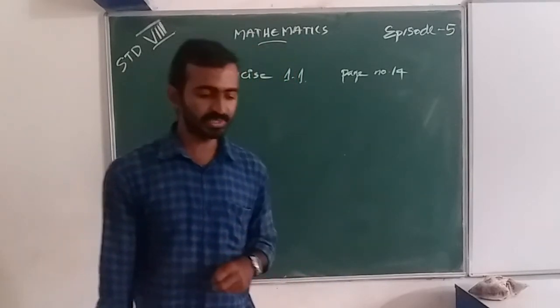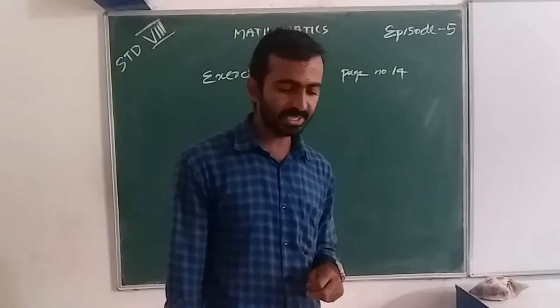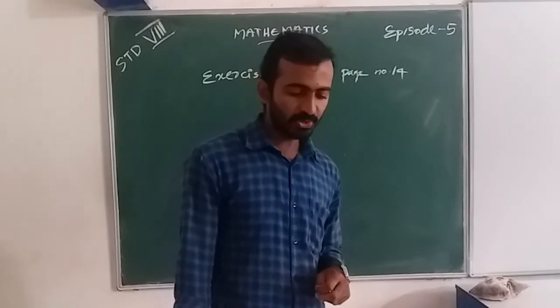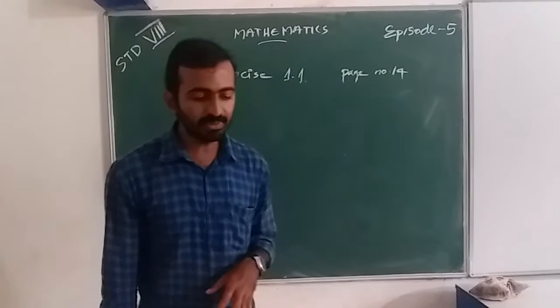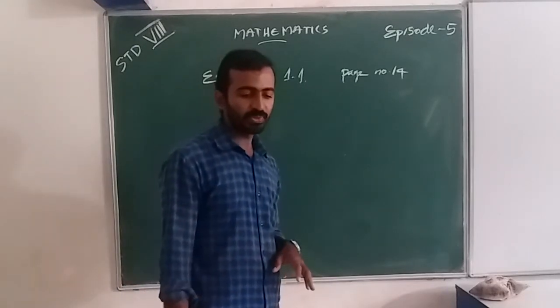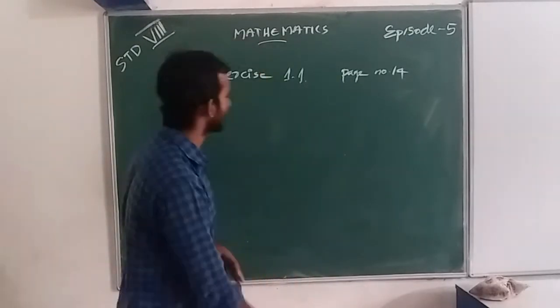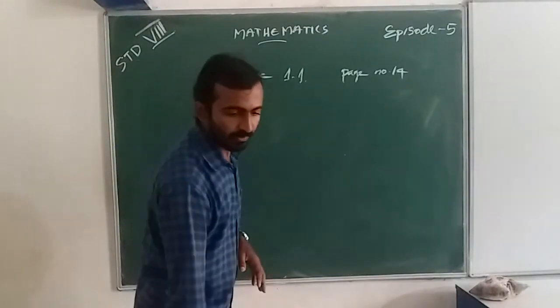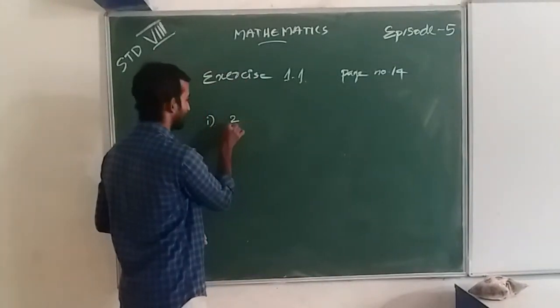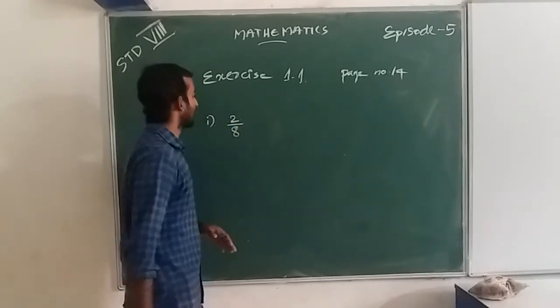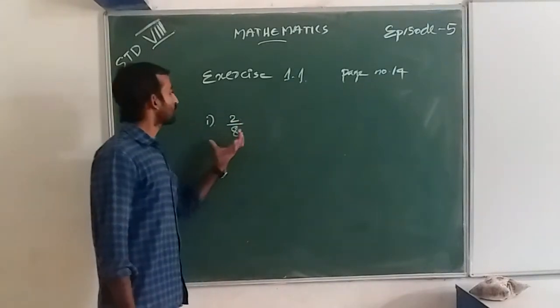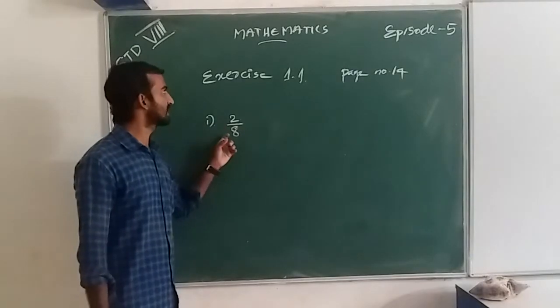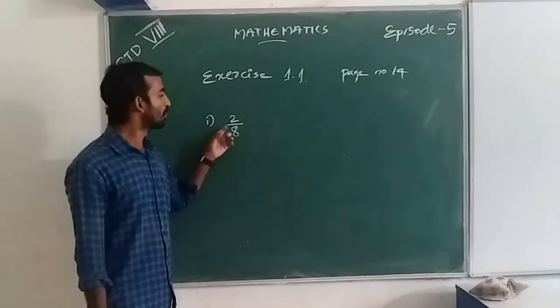The second question is: write the additive inverse of each of the following. The first one is 2 by 8. We want to find the additive inverse of this rational number 2 by 8.